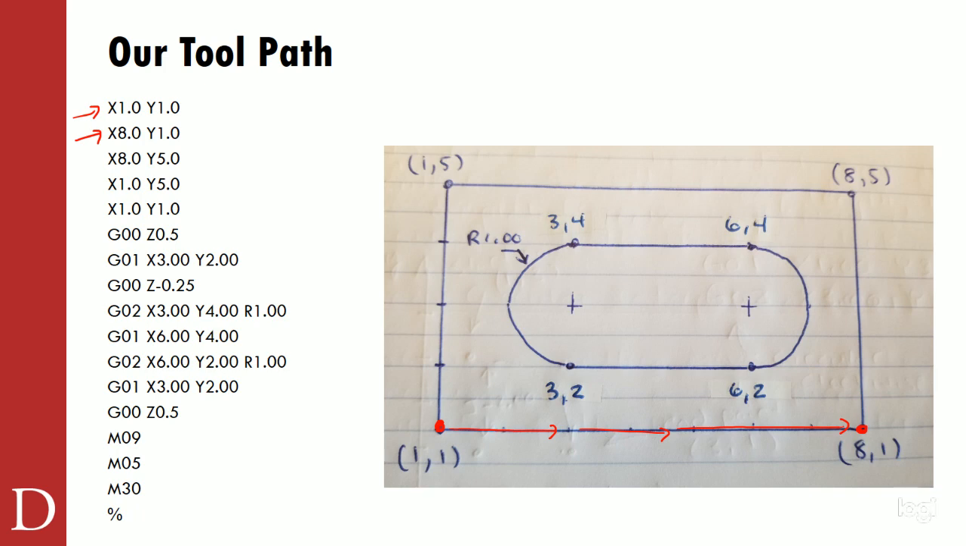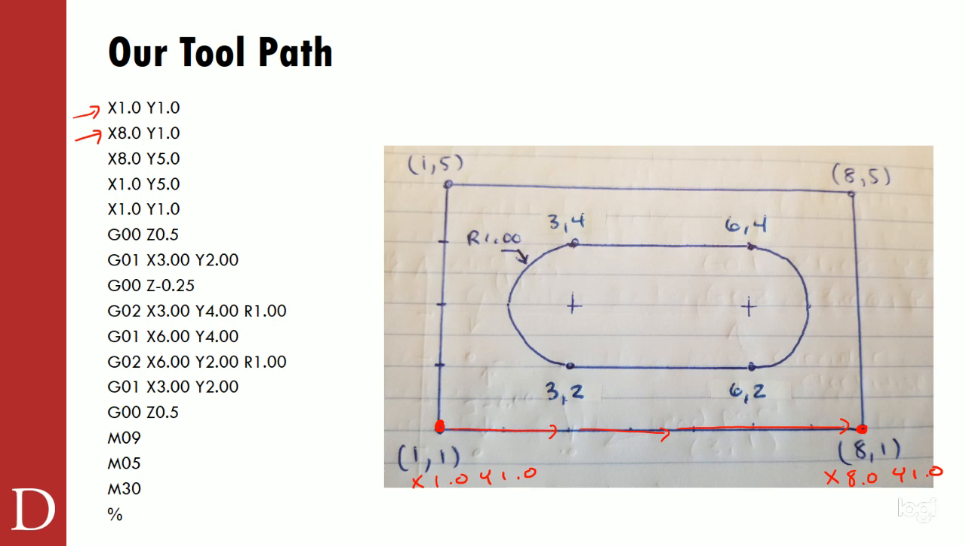Now, without even looking at this stuff on the left, don't look at the code. Look at what we're doing instead. So here was X 8.0, Y 1.0. That's what got me there. My first point was X 1.0, Y 1.0. Because I'm in absolute, not incremental, I'm calling both points every single time.